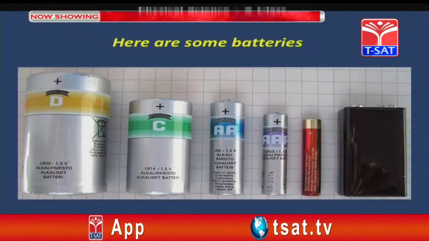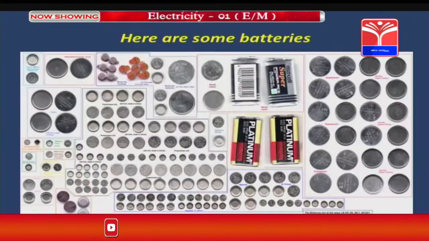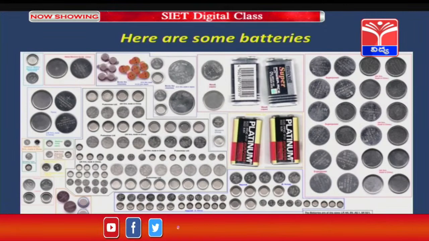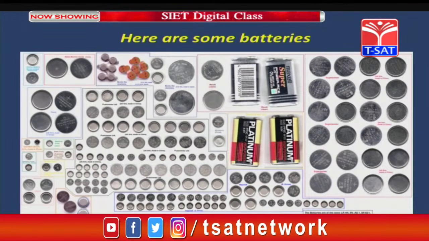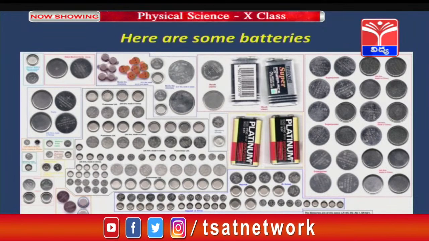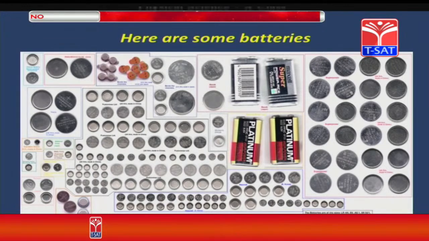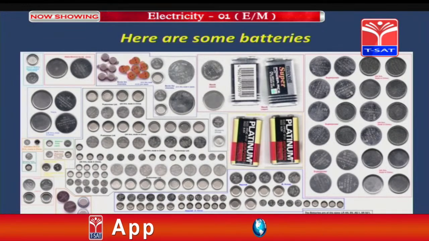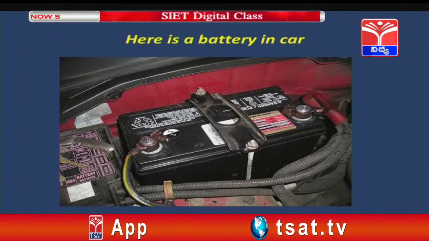Here are some batteries of various sizes. Here are some more batteries. Many of them are button cells which are used in watches, remote controls and other electronic gadgets. Here is a battery which is used in a car.